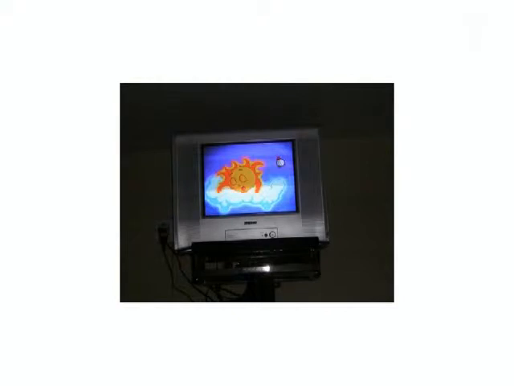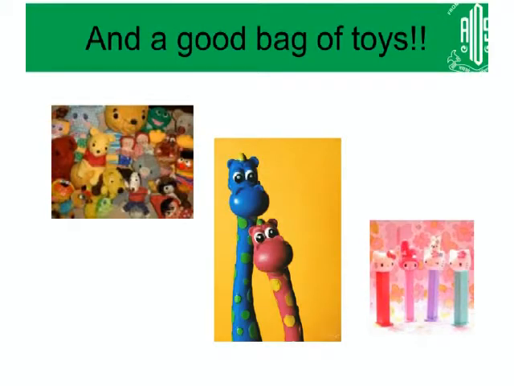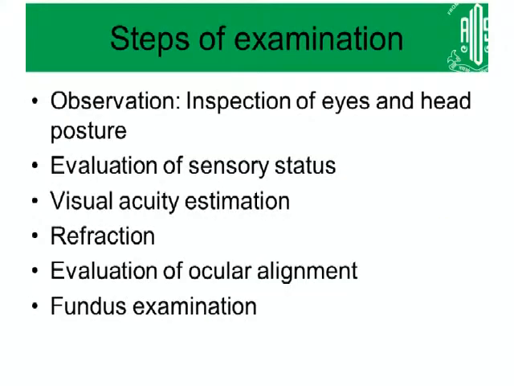If you can mount a television in your room. Of course, the parent is asking, "What does the child watch on TV? Please tell us." And then here you are putting on television for the child's examination. But it's okay. It really helps in older children. You can also use targets with Snellen or Allen symbols, and a good bag of toys, like I already told you.